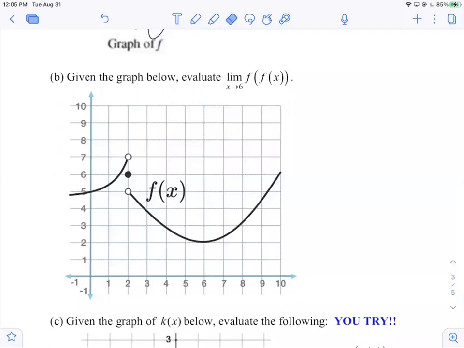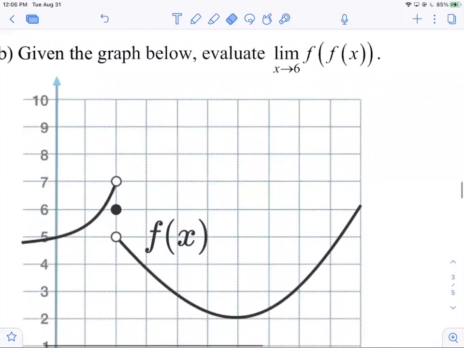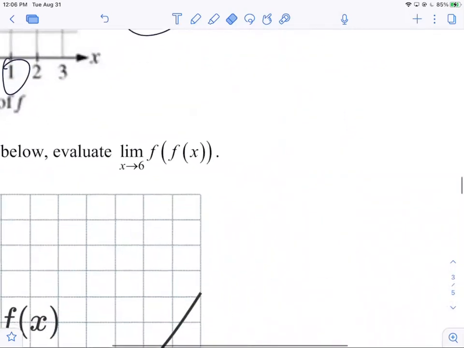Okay, so we have now f of x. So in this case, instead of being given a function like 1 minus x squared that you're expected to know the graph of, it's just a double composition of the same function here. So step 1 is to bring it inside. That's what I would recommend. So f of the limit as x goes to 6 of f of x.